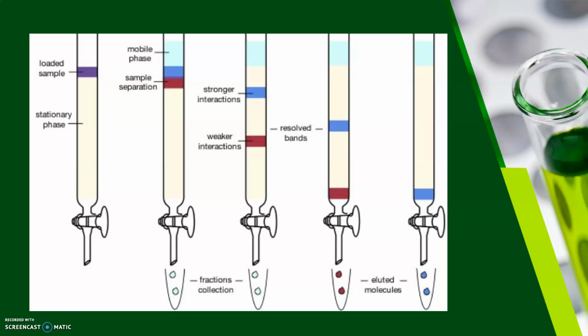This is the diagram that gives the information about how to load the sample, how to prepare the column, how to separate the components, and how to get the eluted components, as in this figure. This is the preparation of the column, then addition of mobile phase and sample, separation of components, and elution of the components one by one.